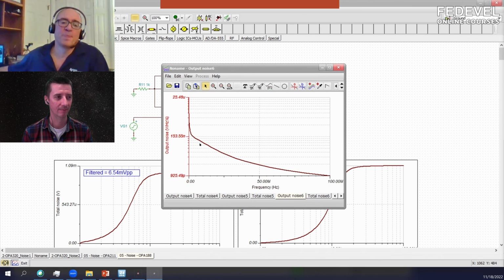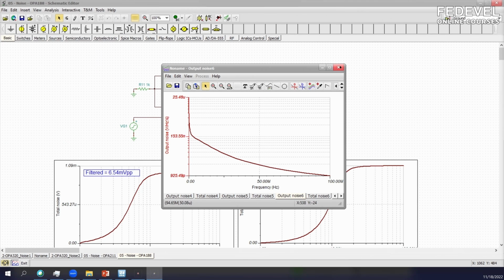So all that noise at lower frequencies just shows up as a tiny little spike, and we're integrating all of this at higher frequencies. So anything that happens at a higher frequency is really problematic. So let's go back to the previous graph.